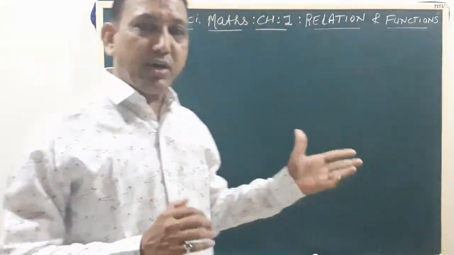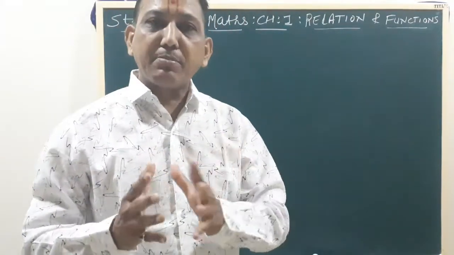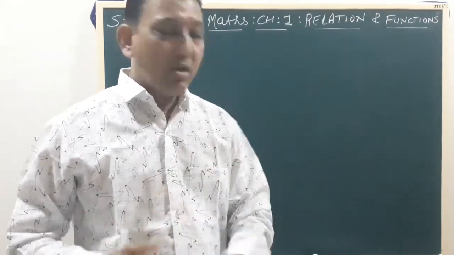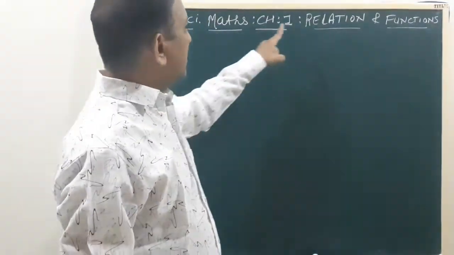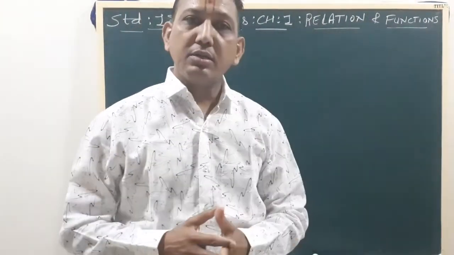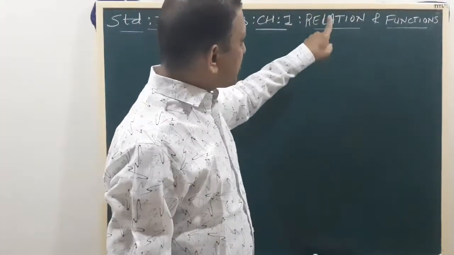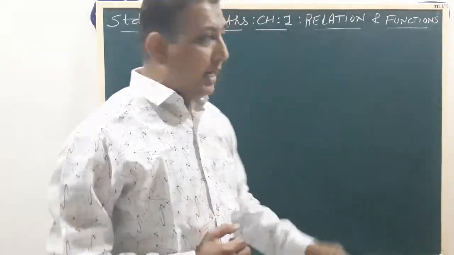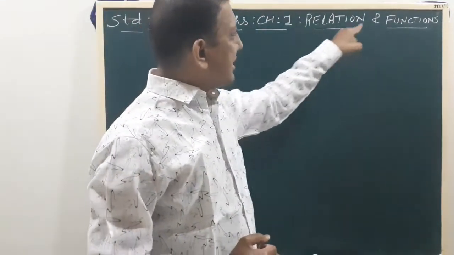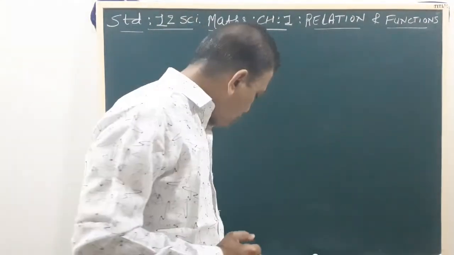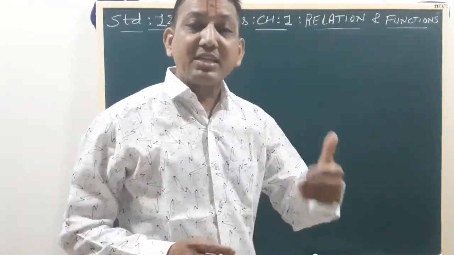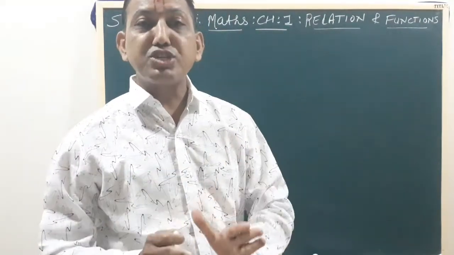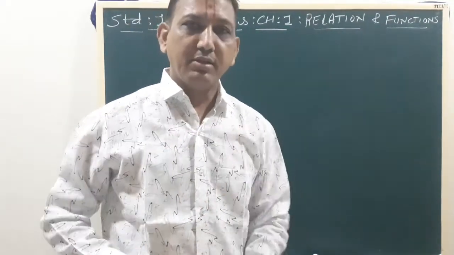In this lecture we will discuss the subject mathematics, the first chapter of the 12 science maths textbook: Relation and Function. We have already studied this chapter in 11 science, right? Now we will discuss it in detail in this chapter. But first we clear the concepts from 11 science. What is the meaning of relation and what is the meaning of function?